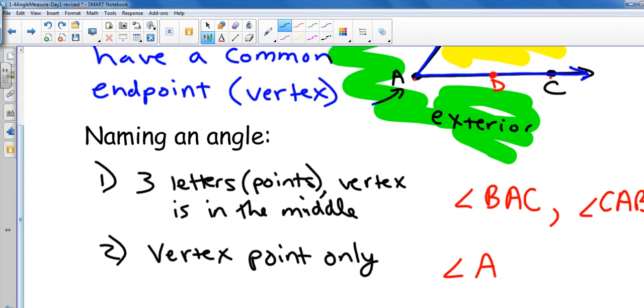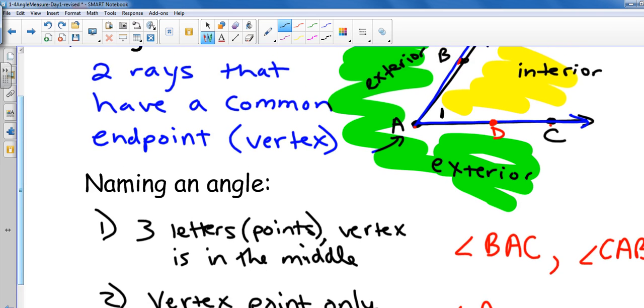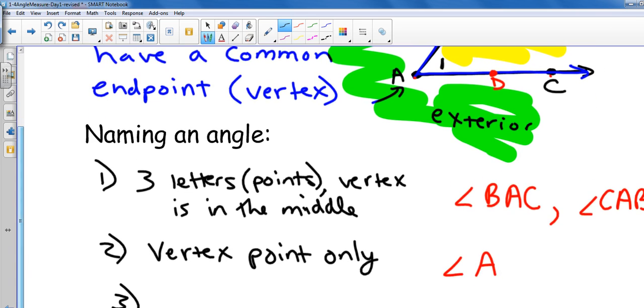Okay. The third one is that sometimes we'll use numbers inside the angles. If I put a little 1 right here, I can refer to that as angle 1, and sometimes that's just more convenient than using the letters. So when we have a lot of angles we're talking about, we might use numbers to refer to them.